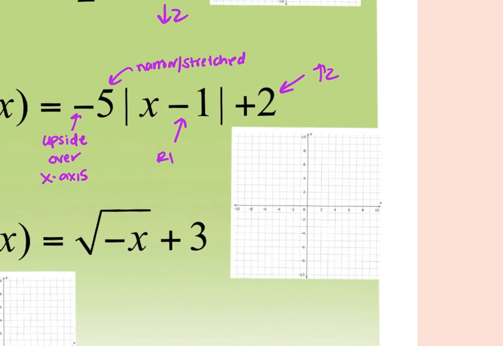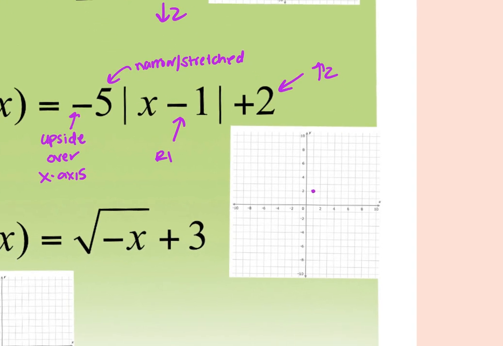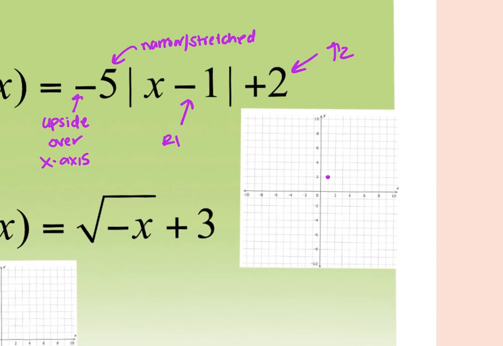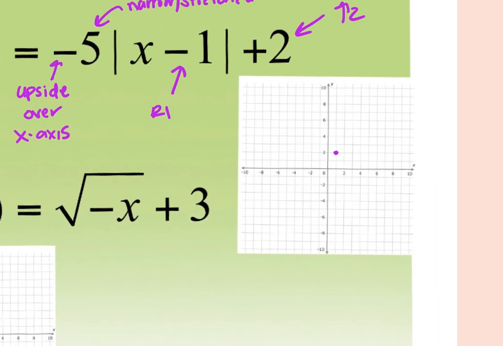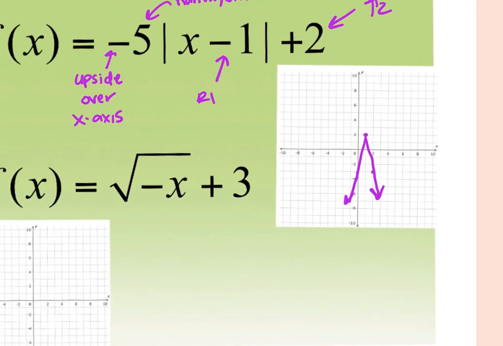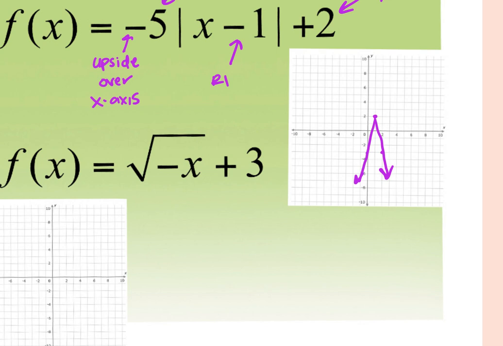So there's a lot happening, okay? Right 1, up 2, upside down and narrow. Instead of going up and out 1, we go up 5 and out 1. And by up, I mean down really, because it's upside down. And then 6, parent function, square root of x. What's the negative inside the square root do? Flips it over the y, or points left. What's the plus 3? Up 3.